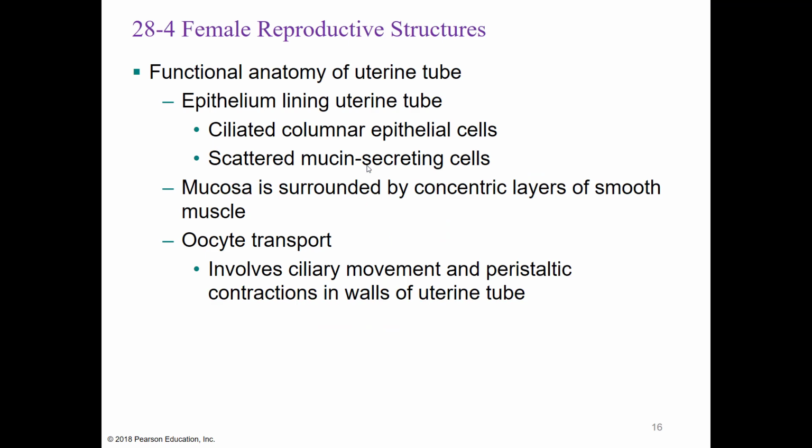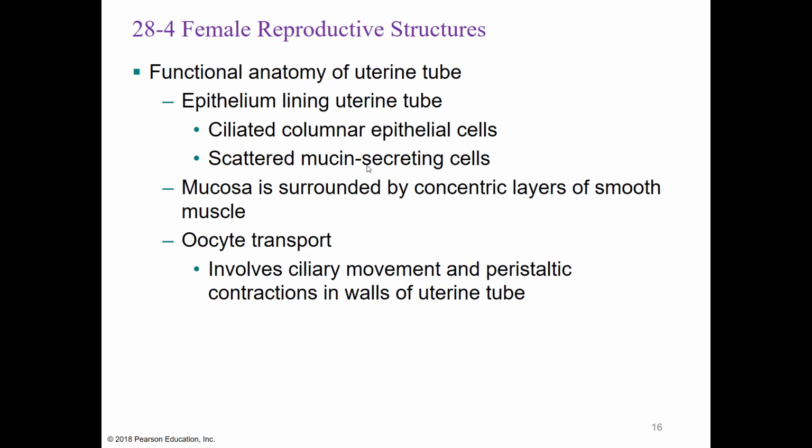So for the functional anatomy of the uterine tube, we're going to see that the uterine tube is lined with epithelium, and specifically the epithelium is going to be ciliated columnar epithelial cells. So we've got cilia and we're columnar in shape. There are also scattered mucin secreting cells here as well.